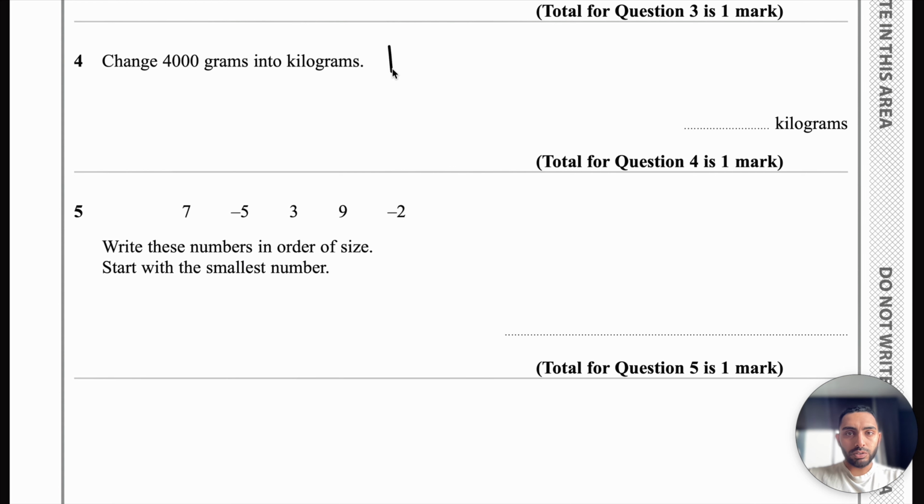Question 4. Change 4,000 grams into kilograms. How many grams do you have in 1 kilogram? In 1 kilogram, you have 1,000 grams, and I want 4,000 grams. On the right-hand side, what have I multiplied to get from 1,000 to 4,000? I multiplied by 4. On the left-hand side, I need to do the same. So 1 kilogram times by 4 would be 4 kilograms. So the answer is 4.